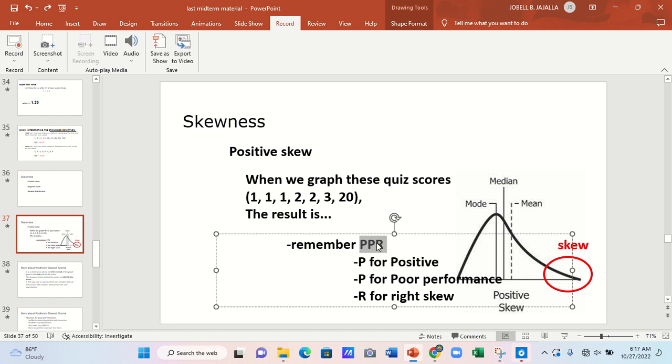Remember, PPR lang na siya. The first P stands for positive. Then the second P stands for poor performance. And then the R stands for right skew. So makita na to ang skew. Mao na siya dire sa left, sa right rather. Sa right na skew. Alright? So mao na siya ang sa positive skew, PPR. P for positive, P for poor performance, and R for right skew.